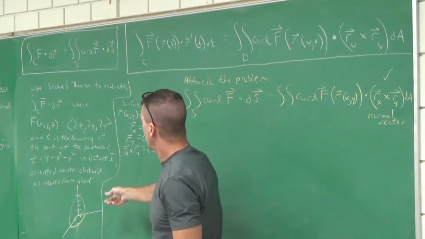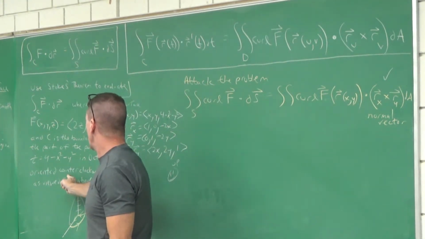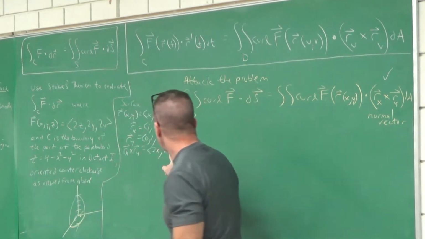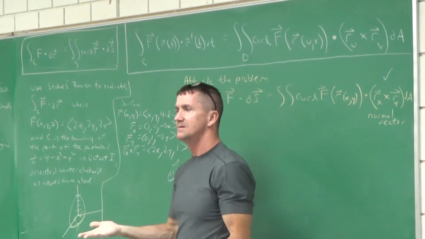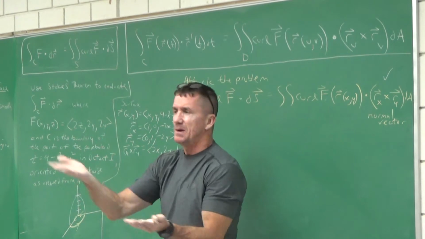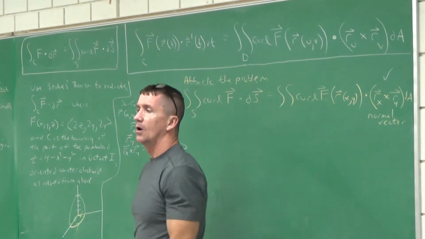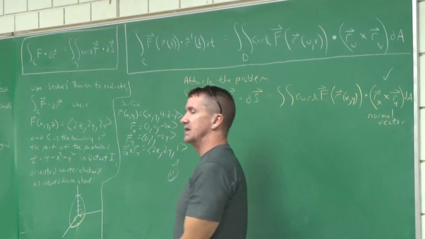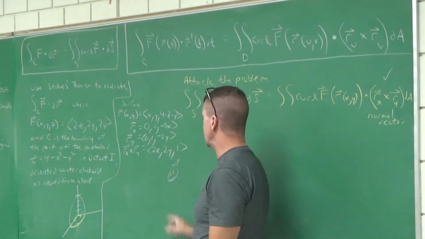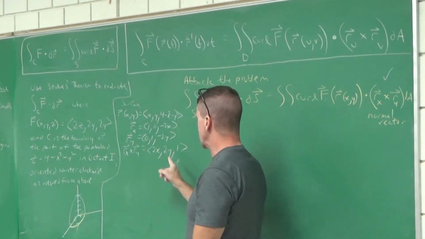What if they said the orientation was clockwise? I would have just changed all of these to negatives. That's all I would have done. It really just makes the final answer the opposite of what we had: negative, negative, negative. So we're going to keep that.